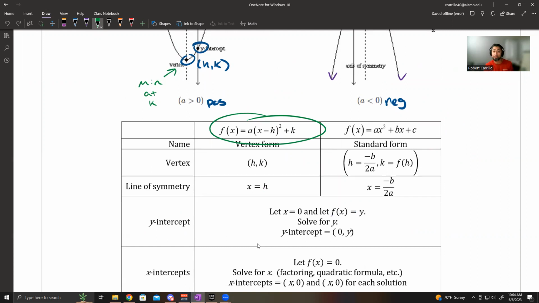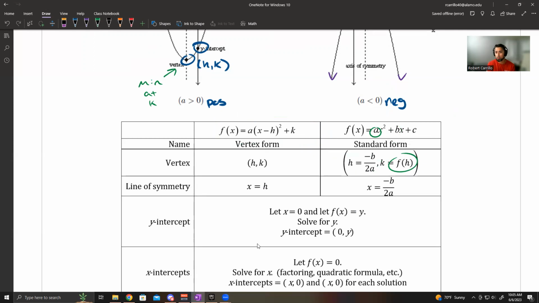And the easiest way to create the vertex form is to find h and k and plug them in. And the way we do that is by using this formula here. So one way to find the vertex is to use this formula: h equals negative b over 2a. That means you take the b value and the a value from the standard form and plug them in. And then to find k, whatever you found for h, you plug into the function to find k.